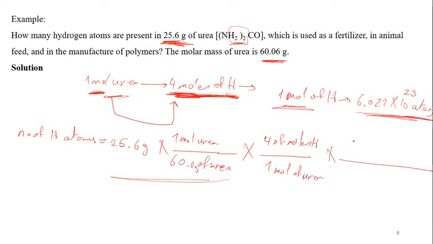And then I will convert to atoms by multiplying by Avogadro's number, which is equivalent to 1 mole of hydrogen. Here's our atoms. So if I calculate this, it will be equal to 1.03 multiplied by 10 to the power 24, and my unit would be in atoms.